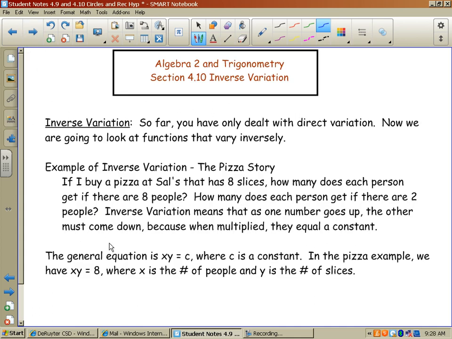Next, we're going to talk about inverse variation.